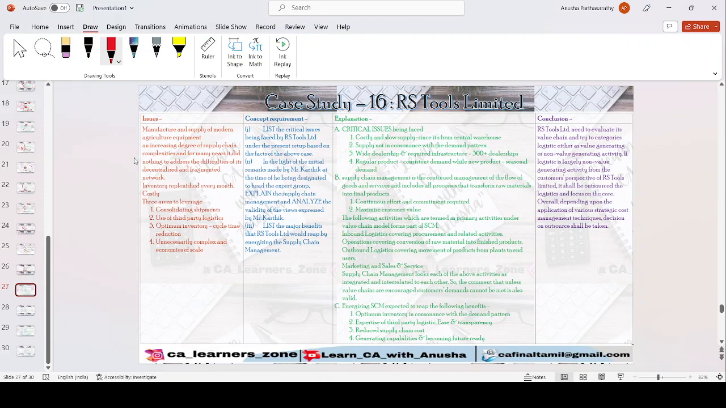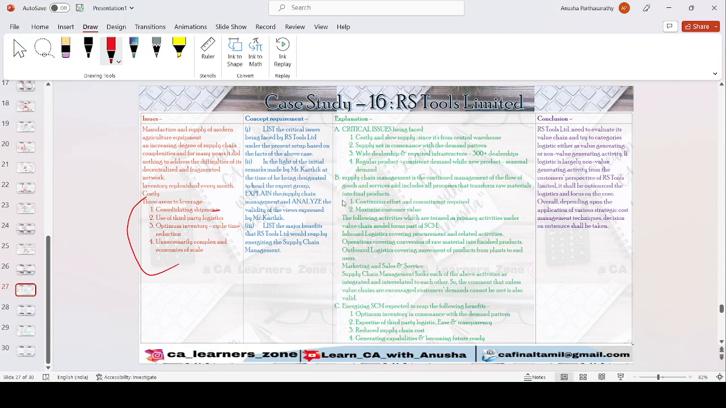That is too limited. Here, these are the areas where I can leverage. Consolidating shipments, use of third-party logistics, optimum inventory, and economies of scale.